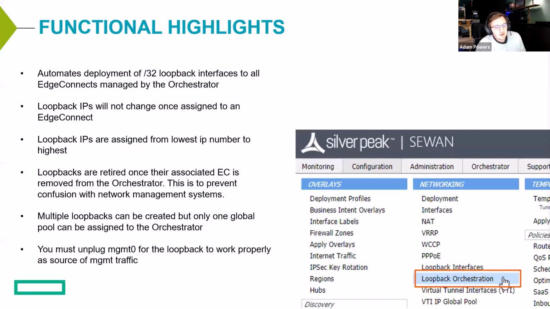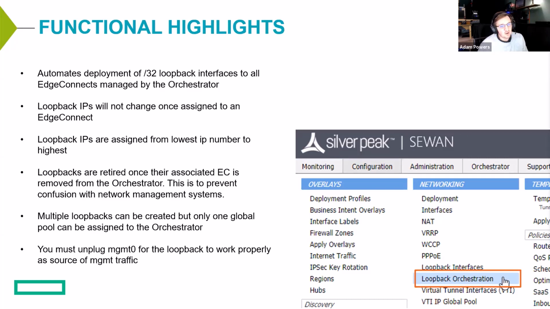There's a new option here, Loopback Orchestration, under the configuration setting screen. The loopback IP won't change. Once the EdgeConnect is added to the system, it keeps that loopback forever. This is one of the core requirements, that it needs to be its identity, and it doesn't need to randomly change at some point in the future. It will not change.